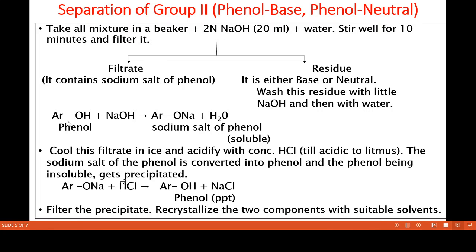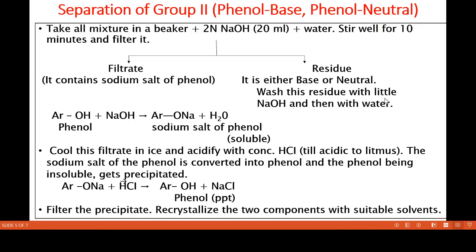So what exactly happened? Phenol is nothing but ArOH. Okay. When we add the NaOH, there is a formation of a sodium salt of phenol. Again it is soluble. We get a clear solution. Okay. We get a sodium salt of phenol. Then add water, stir well for 10 minutes, and then we have to filter this compound. So again in the beaker we collect a filtrate, and on the filter paper we collect a residue.